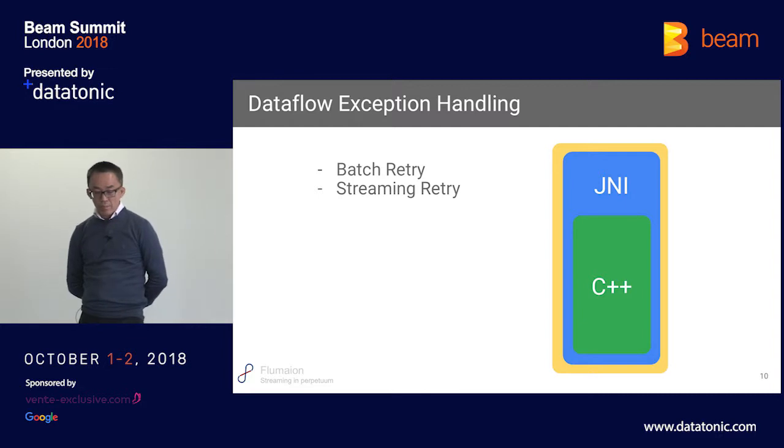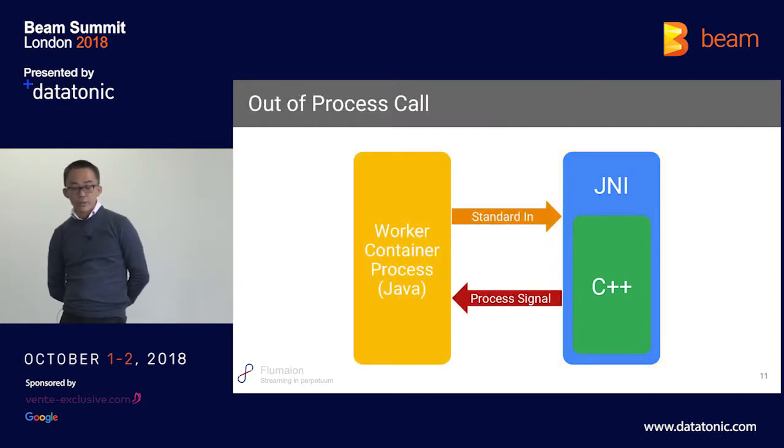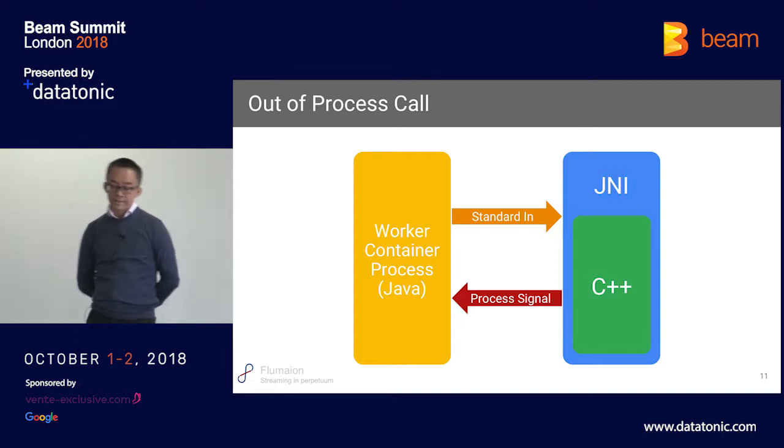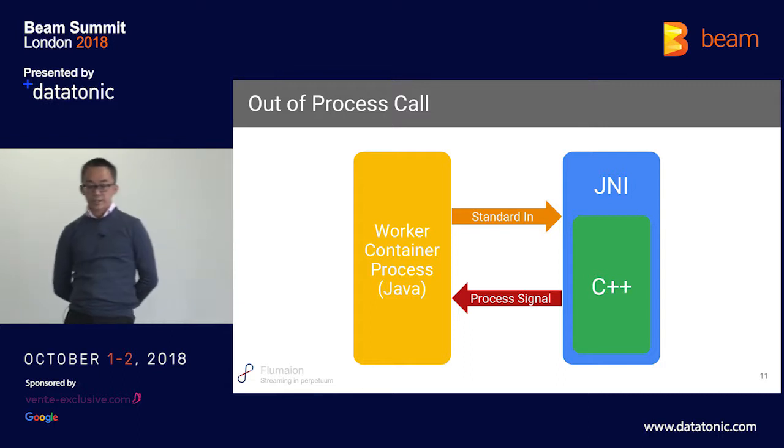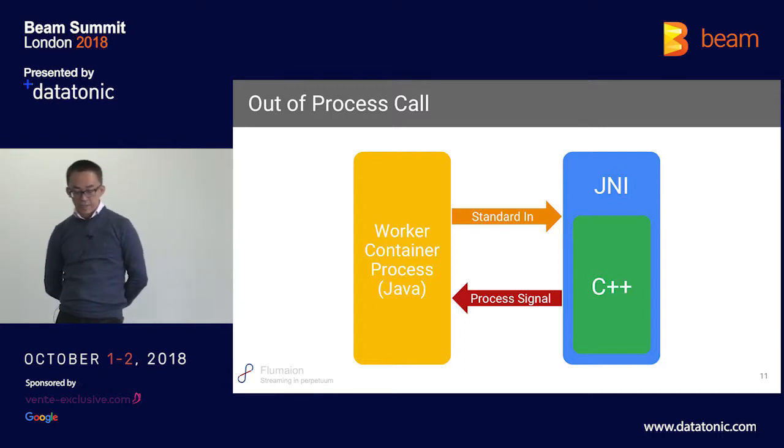One of the ways to deal with this is the out of process call. Now what you do is you have your worker process, which is Java, instantiating another JVM. As odd and unintuitive as it seems, it actually works quite well because now you're communicating via standard in and receiving a process signal, which you can watch from your parent process. And if it dies, that's fine because now you have some sort of failure that we can react to.